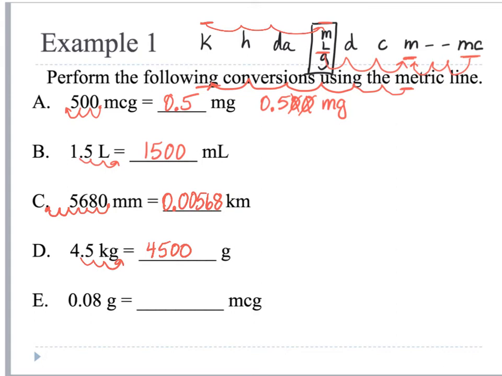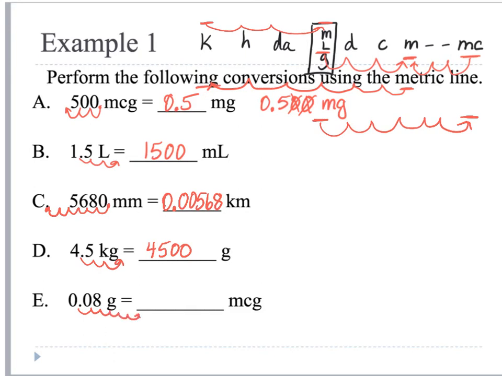Let's look at one more on this slide. We have 0.08 grams, which is in the middle here. And we're going to go to micrograms, which is all the way to the right. So I'm going to move my decimal 1, 2, 3, 4, 5, 6 places. I want to make sure that I count those 2 spaces between milli and micro. So I need to move my decimal point 6 places to the right. So 1, 2, 3, 4, 5, 6.